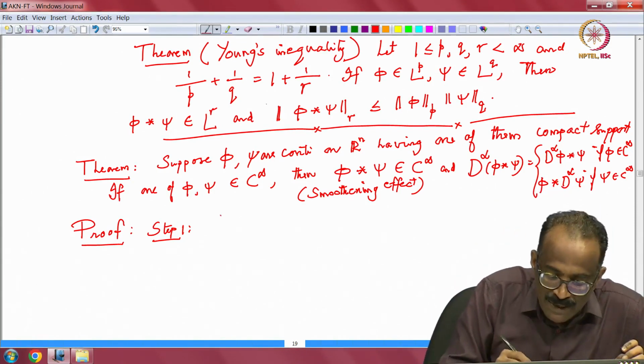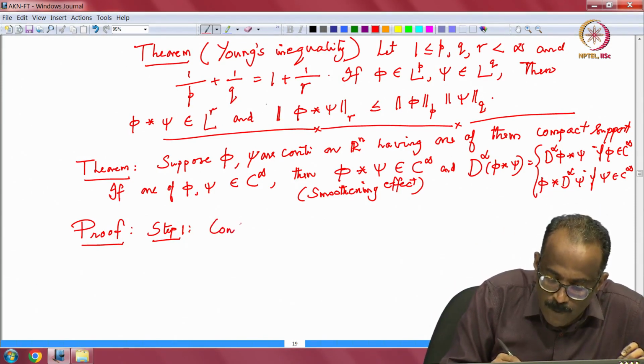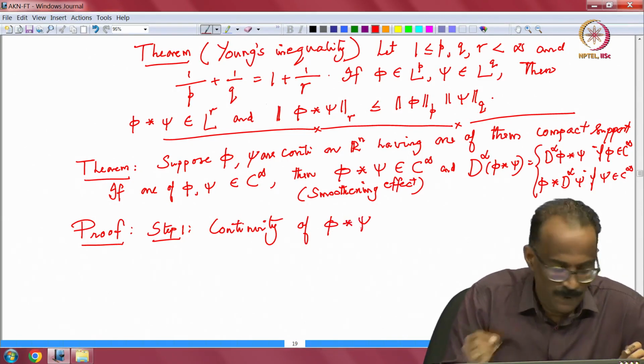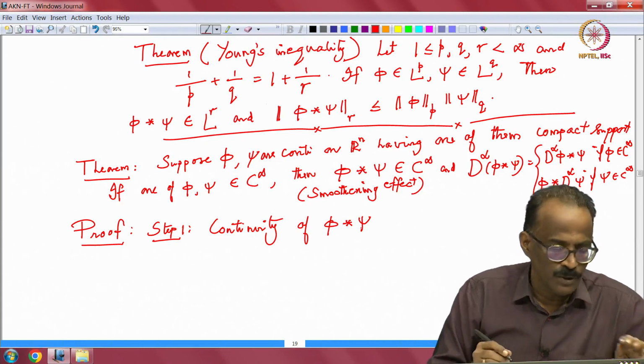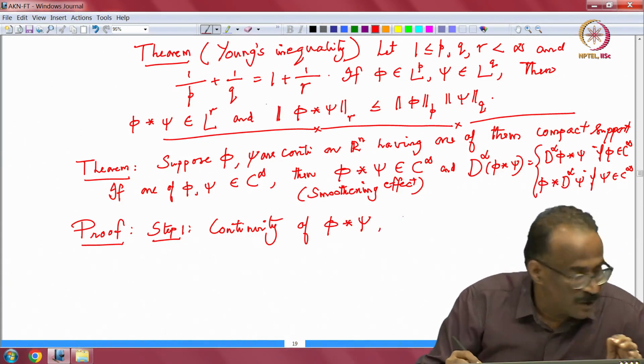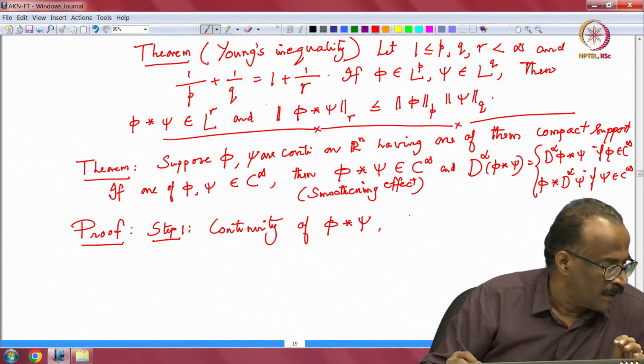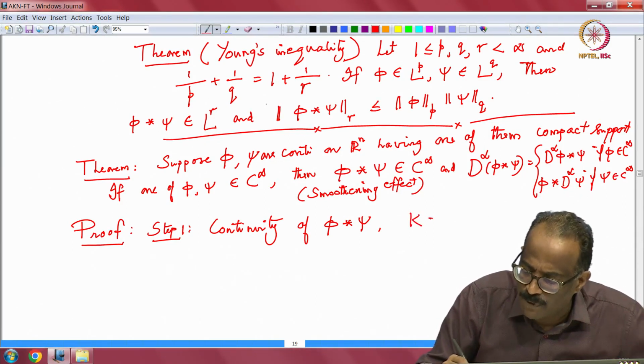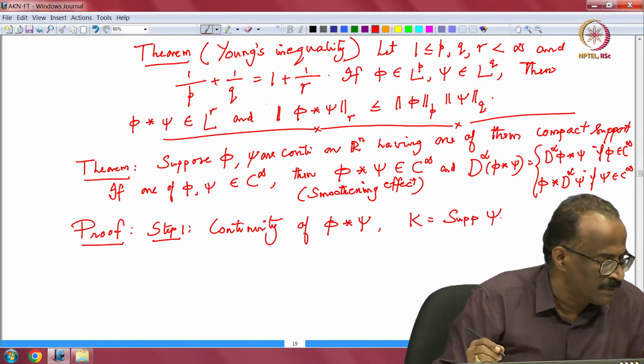So, first we prove the continuity of phi star psi. Okay. How do you prove the continuity? So, what do you assume? Assume one of them has compact support. So, you say that k is equal to support of psi, it does not matter.